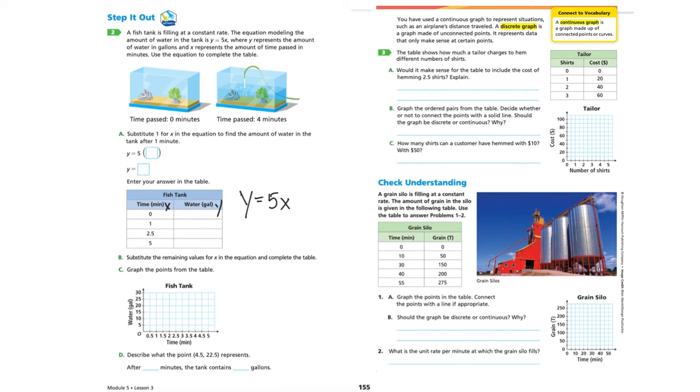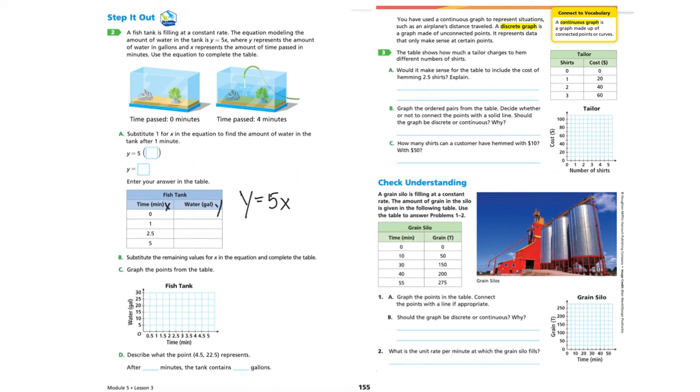So let's look at B. Graph the ordered pairs from the table. Decide whether or not to connect the points with a solid line. Should the graph be discrete, where it just has points that are not connected, or continuous, where you end up connecting those points in a straight line? Why? So why would you do one or the other? And then C, how many shirts can a customer have hemmed with $10 and then with $50? So you can use the graph or keep going with the table.